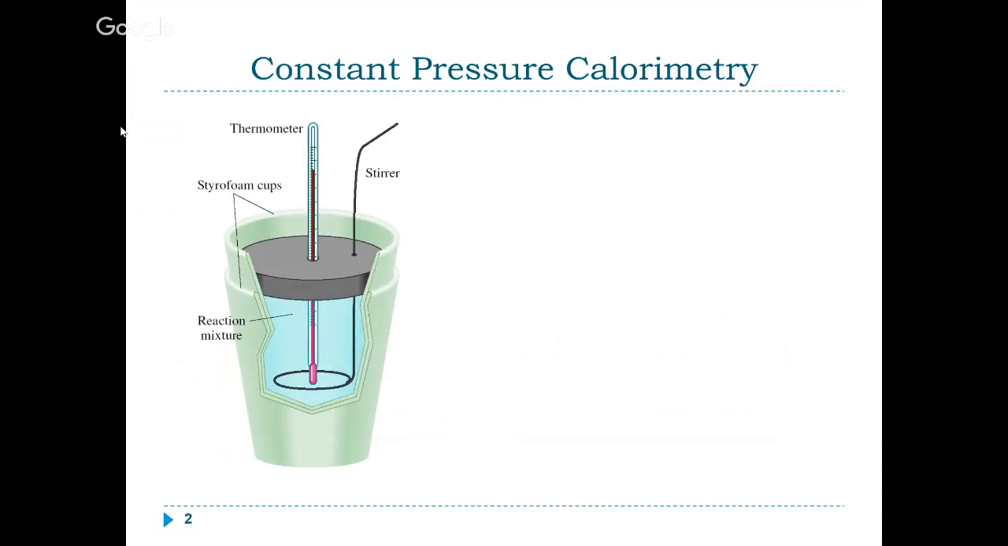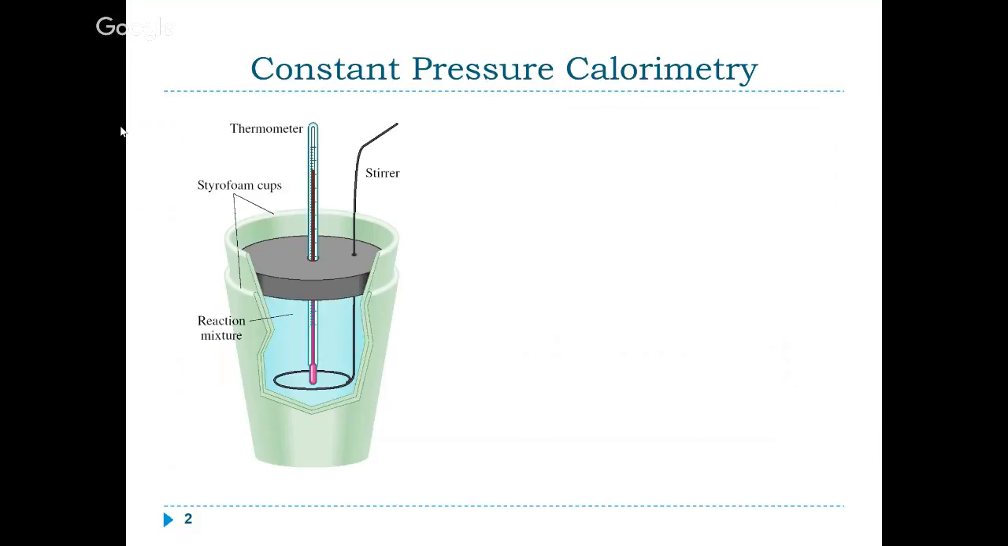So in the last lesson, we talked about enthalpy, and now we're going to discuss two different ways we can calculate the enthalpy of a reaction or the heat associated with a reaction. The first one is constant pressure calorimetry. This is the calorimetry that's basically open to the environment, which means that we're operating under atmospheric pressure. This is how most reactions occur.